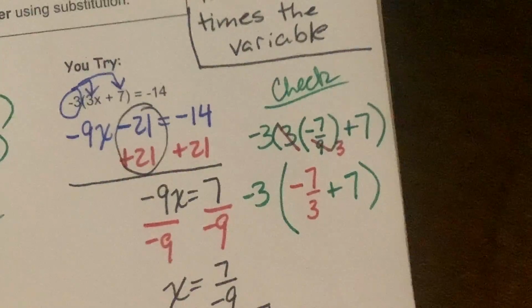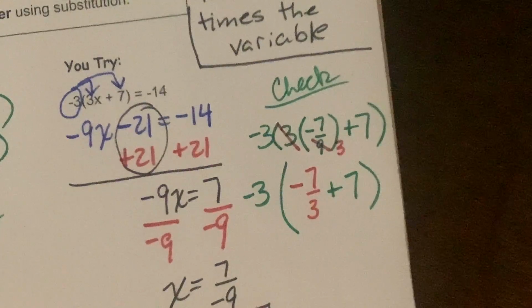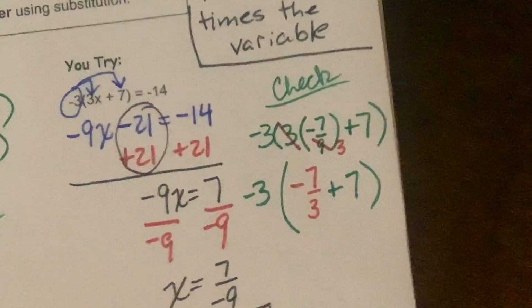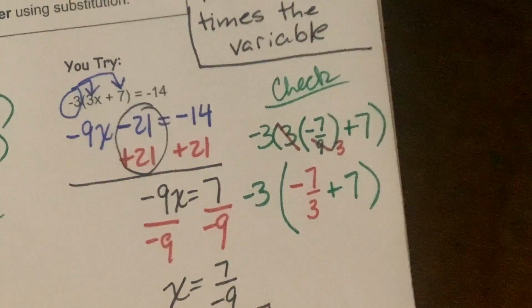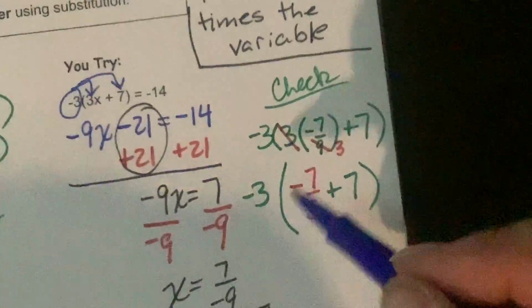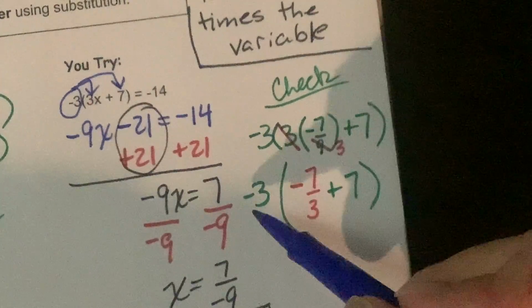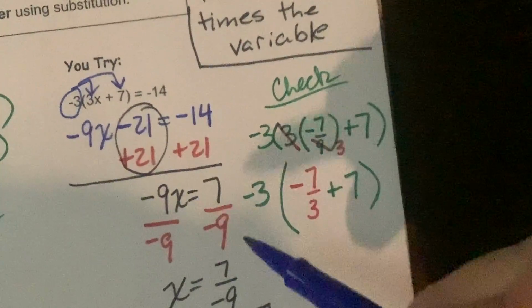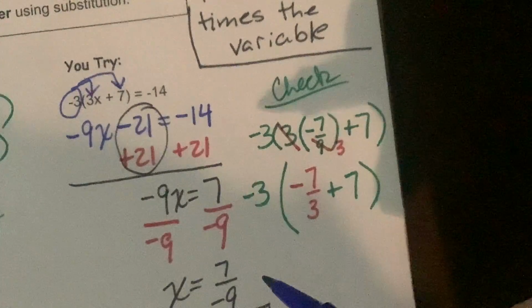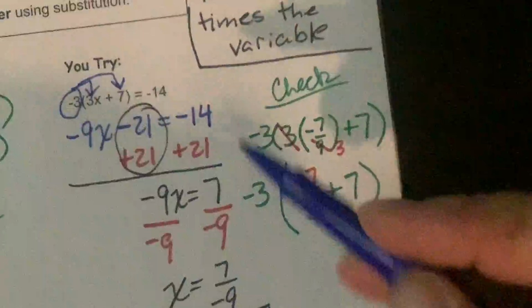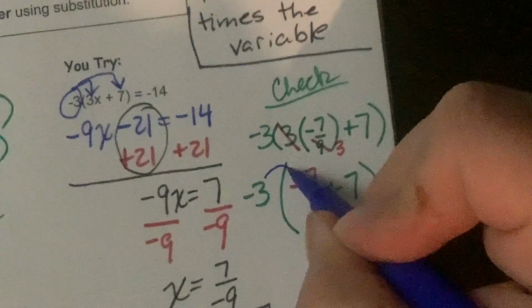Can I do the distributive property, or do I have to do what's in the parentheses first? I kind of want to do the distributive property because I want to get rid of the negative sign and I want to get rid of the 3. And multiplying by negative 3 does both those things. So let's do that. Yeah? Here we go. I'm going to do this.